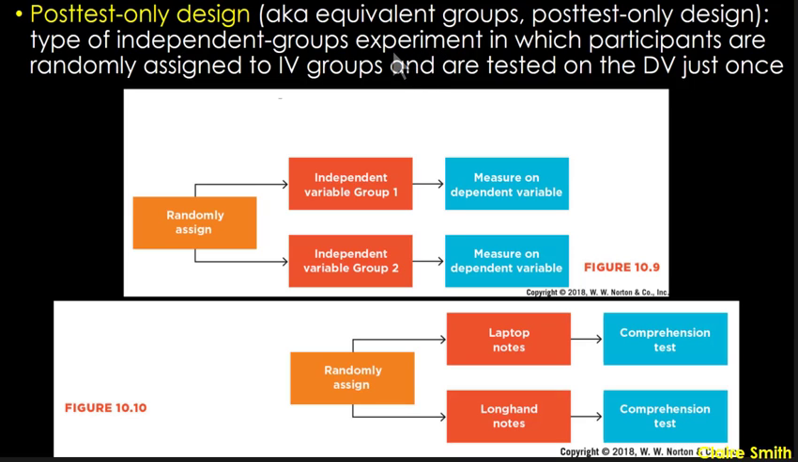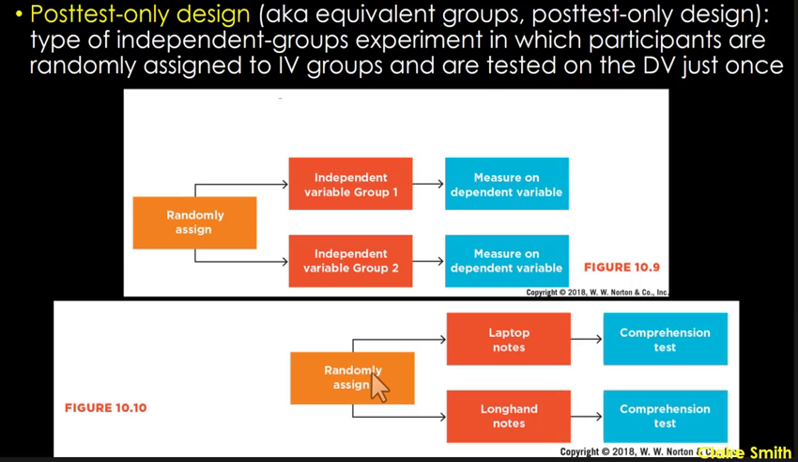So the participants are divided into two different groups, and they're only tested on the dependent variable one time, right? They have one post-test. So you randomly assign people to group 1 or group 2, and then measure the dependent variable after they do whatever they're supposed to be doing.